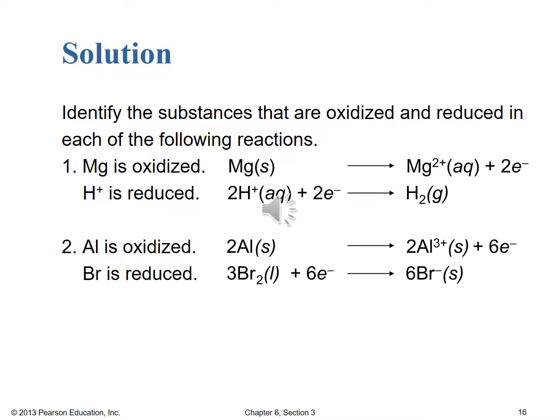All right, in that first example, we had the magnesium starting off as magnesium metal and going to form magnesium 2+ ion on the product side.